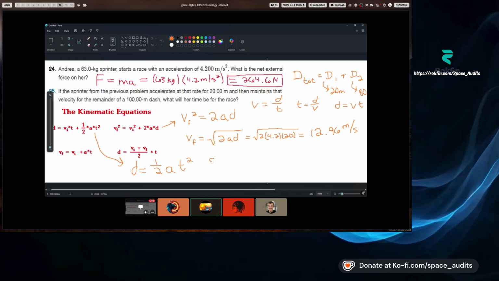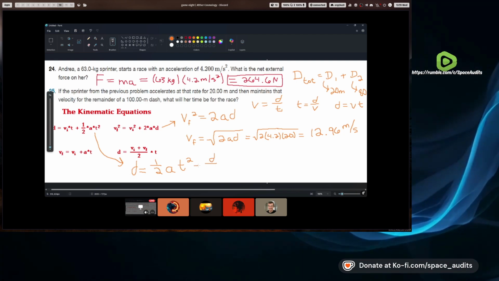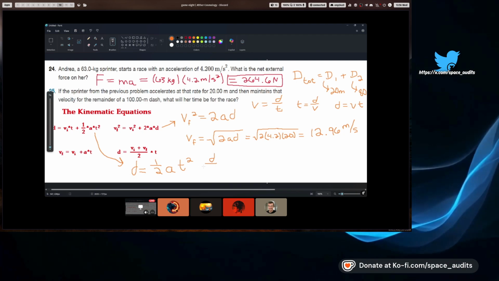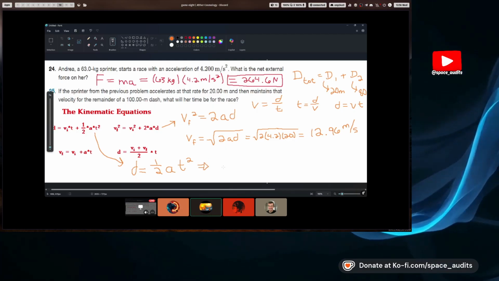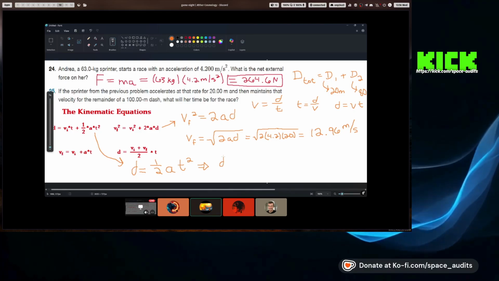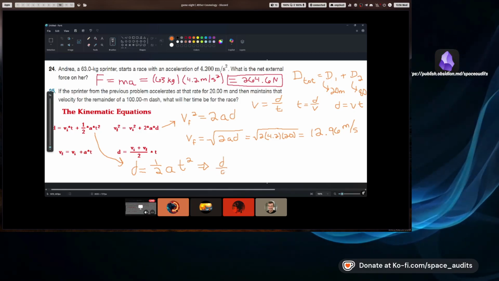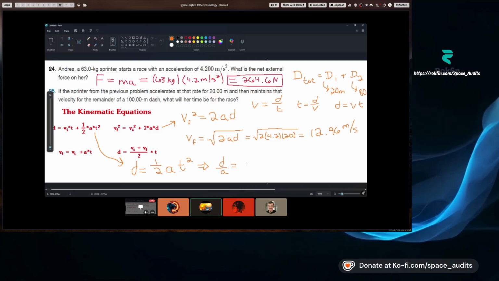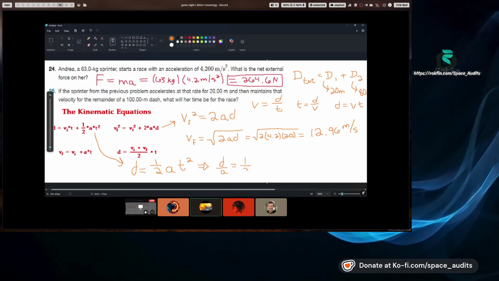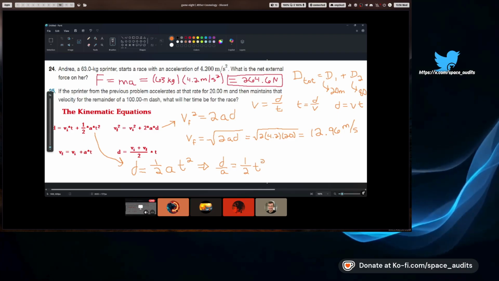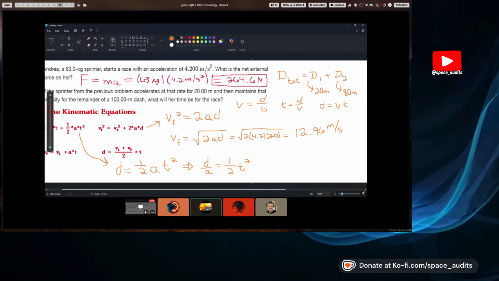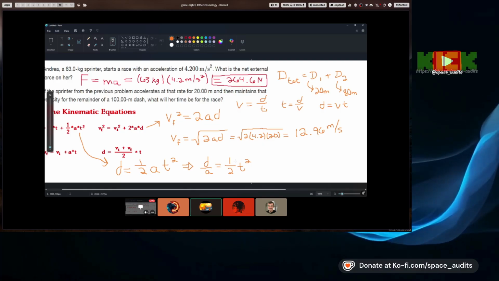So now we're going to have, let me do my little arrow here. We're going to have d over a equals 1/2, because the 1/2 is still there. We only divided by a, 1/2 t squared. Now, this 1/2, how can I get rid of this 1/2?